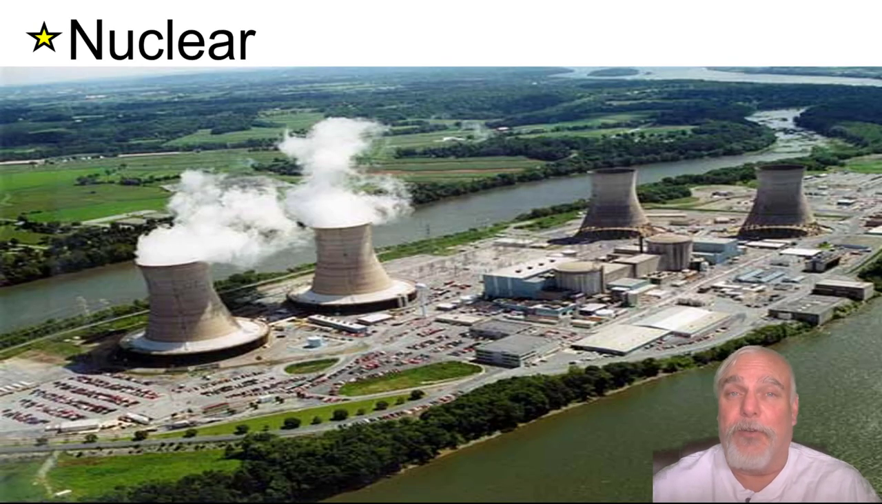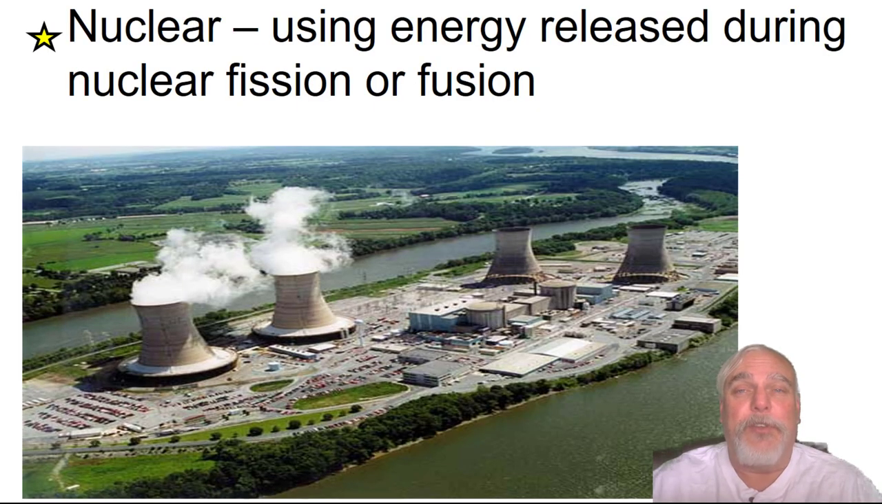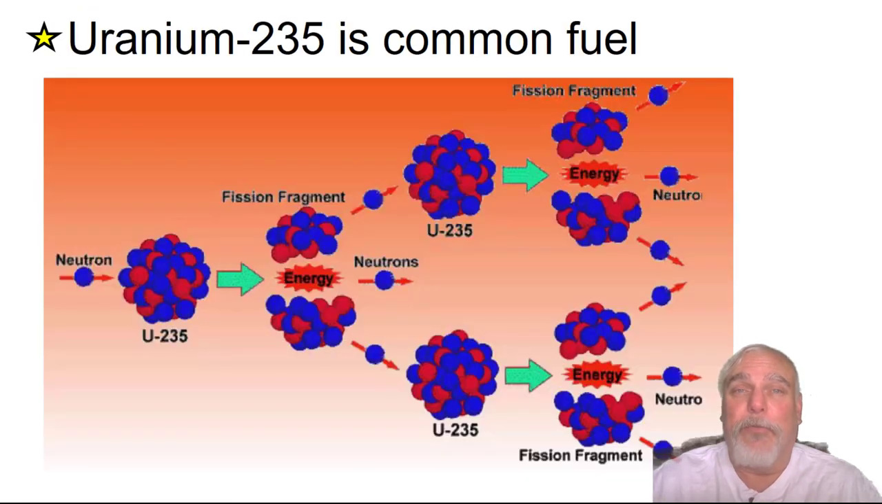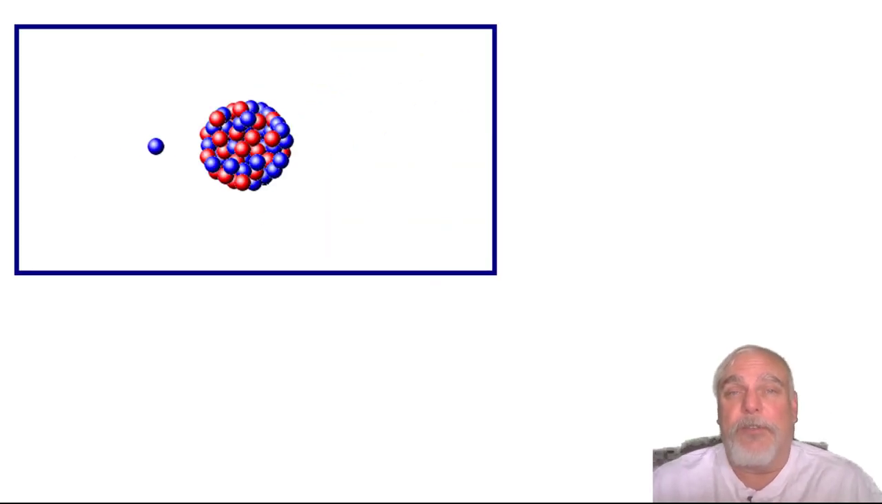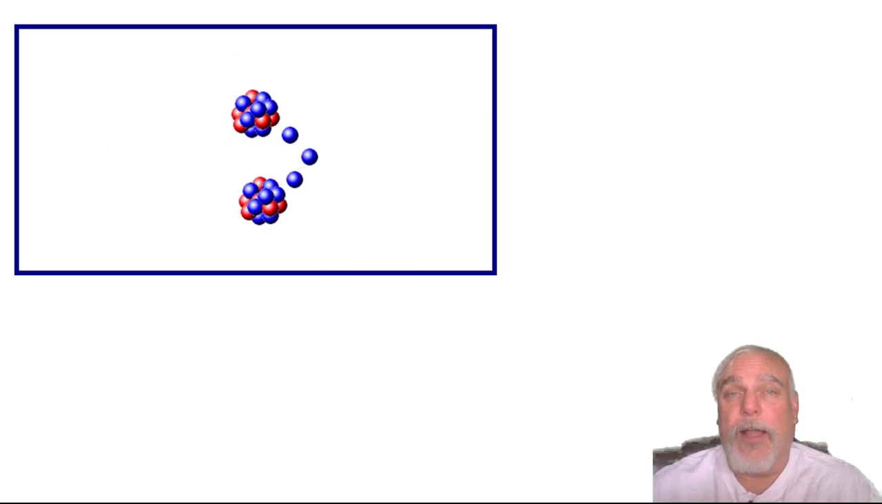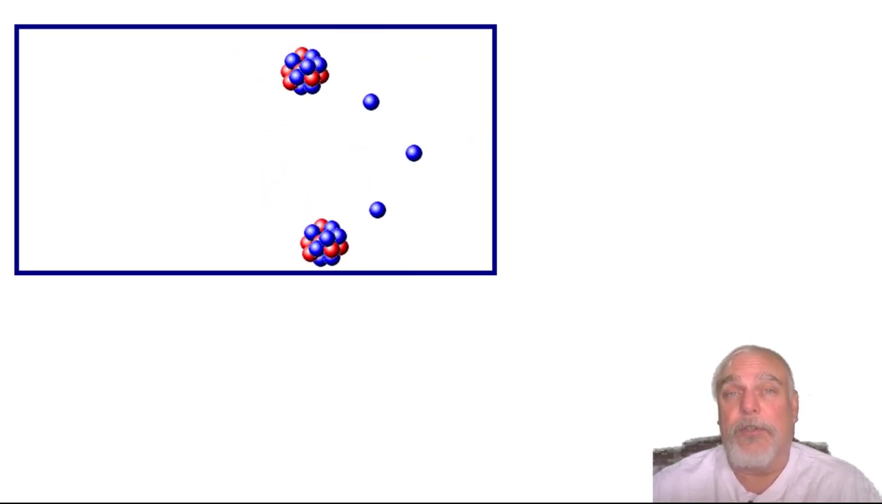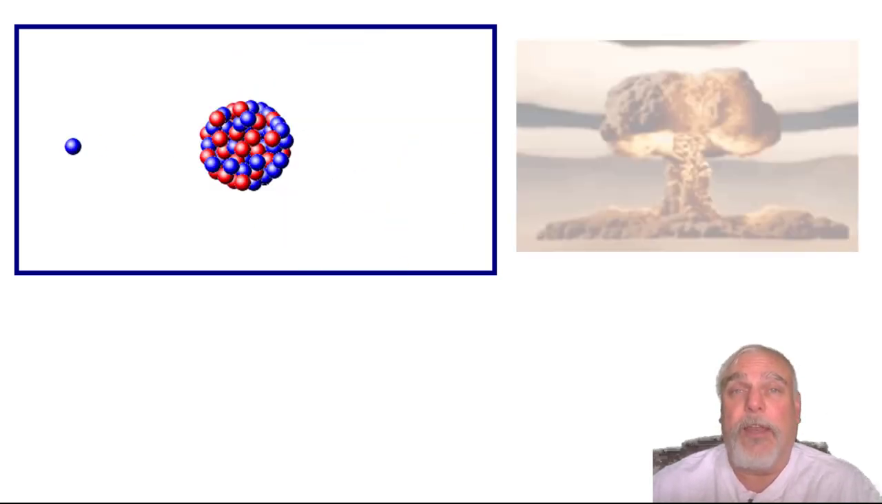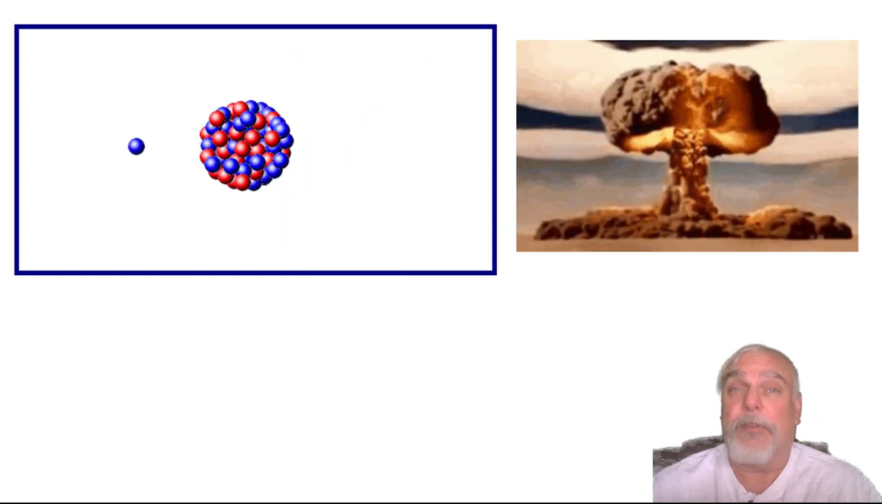Our next energy resource is nuclear. Now, this one doesn't quite fit in very well in the non-renewable or renewable definitions. Nuclear power plants use energy released during nuclear fission or nuclear fusion. A common fuel in nuclear fission plants is uranium-235. Fission is when an atom of uranium-235 is split into smaller parts. When that atom is split, it releases a tremendous amount of energy.